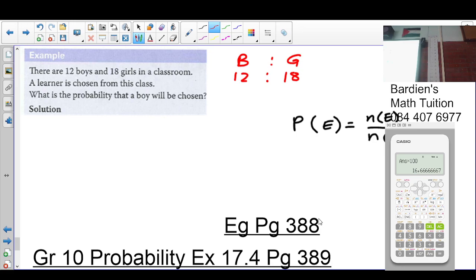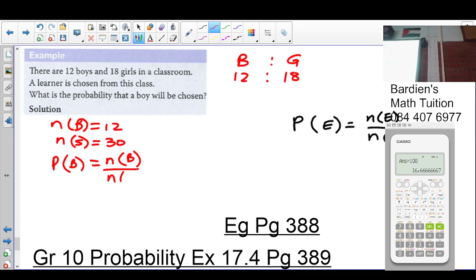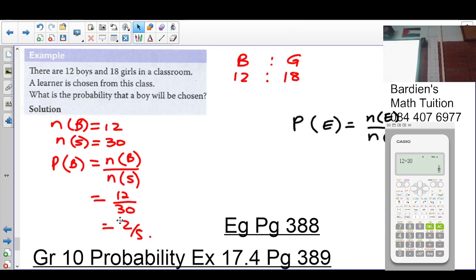So they want to know what's the probability that the boy will be chosen. How many boys are there? 12 boys. And how many children are there in the sample space? 30. So the probability of boys is equal to the number of boys over the number in the sample space, which is 12 over 30, which is 2 over 5. It's also 40% or 0.4. Any confusion there?